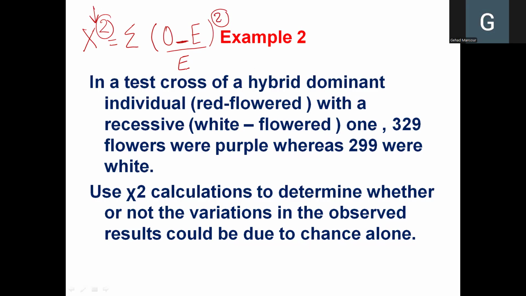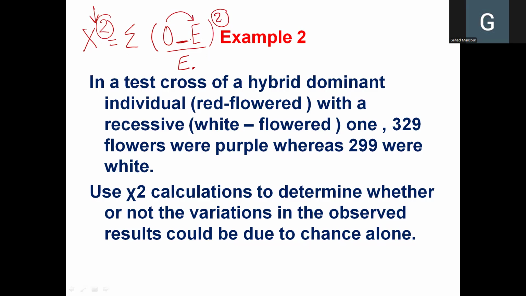And why are we dividing by the expected value? Because you might have a big value in the numerator, but the expected value is essentially big. So a big numerator over a big denominator will result in a small X² value, so the difference wouldn't be big.